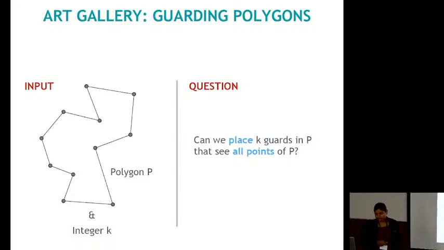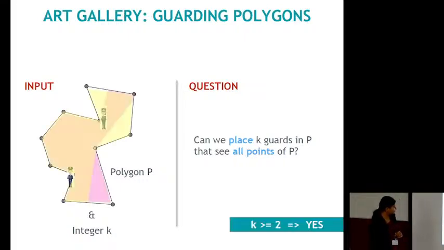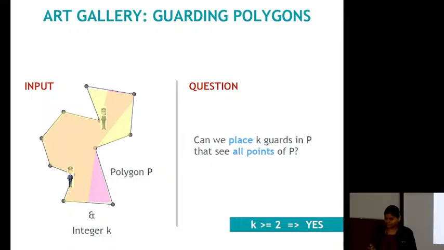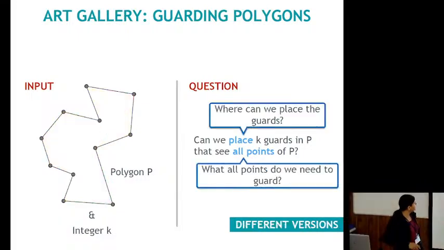Okay, so in the art gallery problem, as an input we are given a simple polygon and an integer k, and the question is, can we place at most k guards in this polygon so that we end up seeing the whole of the polygon? Okay? So for instance, if k is equal to 2, in this example, if we place 2 guards here and here, together they see all the points in the polygon, so it will be a yes instance.